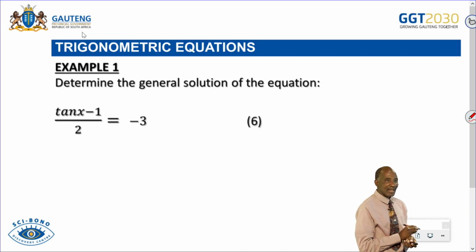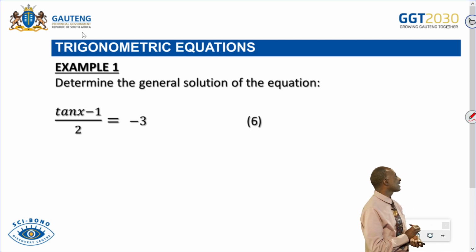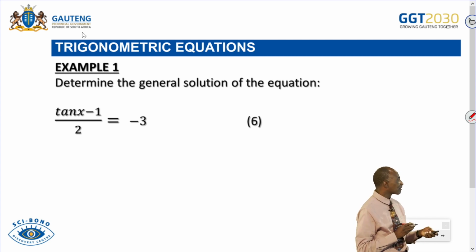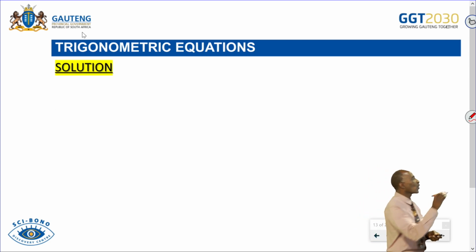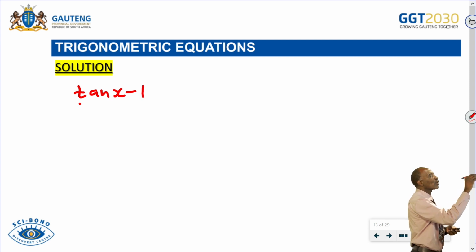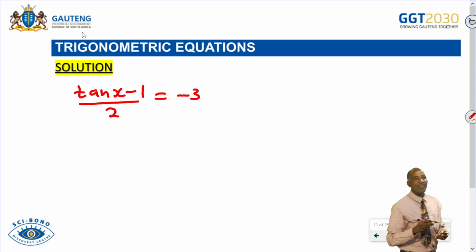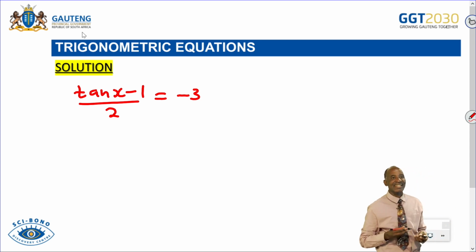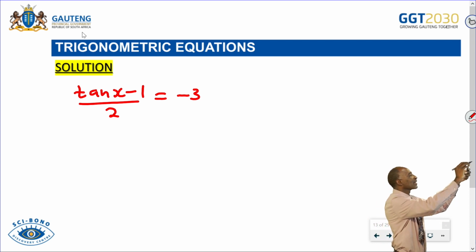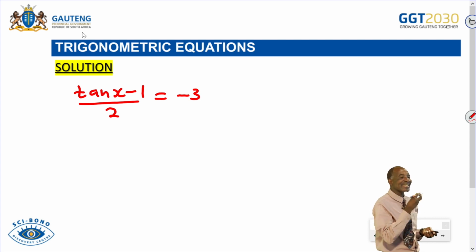Okay. Right, let's move on to our first question here, which says determine tan x minus 1 divided by 2 equals negative 3. Right, so we're saying (tan x minus 1) over 2 is equal to negative 3. This time around, I'm not going to sketch the graph. I'm going to solve the equation algebraically to generate the answers where these will meet.